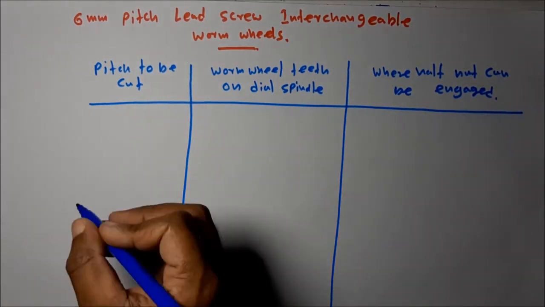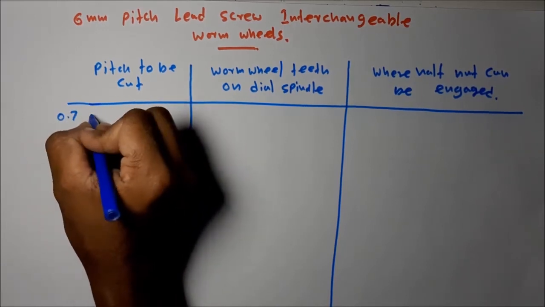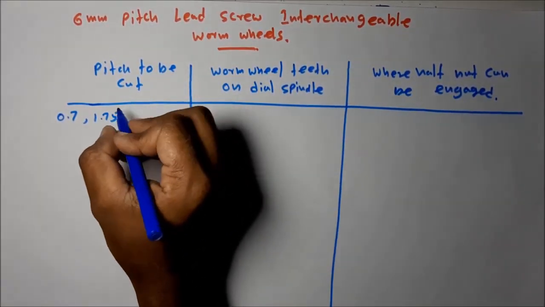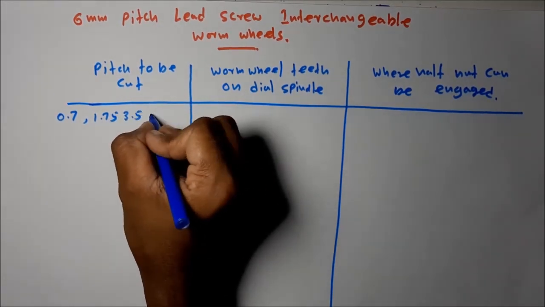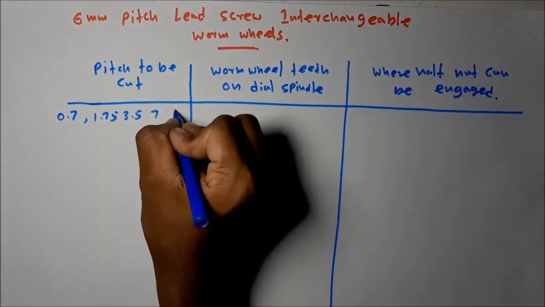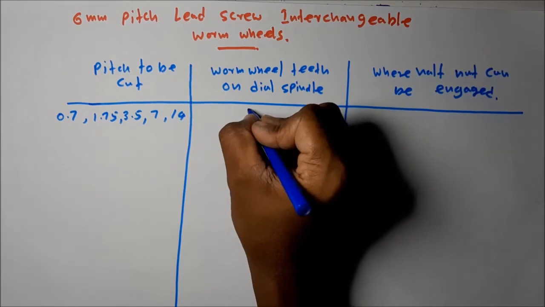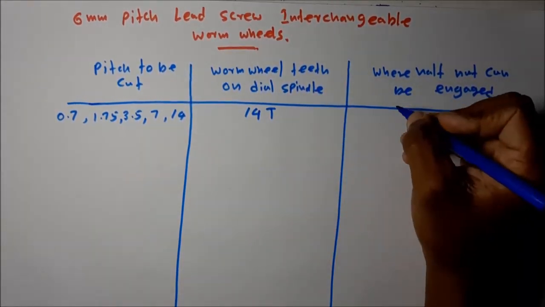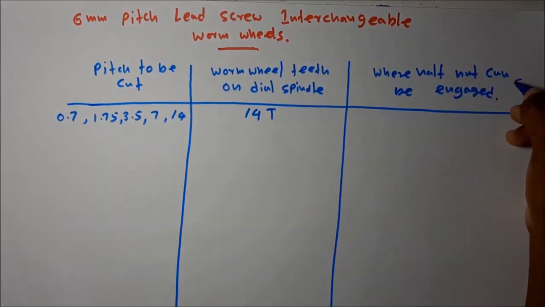Okay. Then, for example, if you are cutting 0.7 millimeter, then 1.75, 3.5, 7, 14 like pitch values, we can use the 14 teeth worm wheel, where we can engage this half nut. I will draw the dial indicator like something like this.